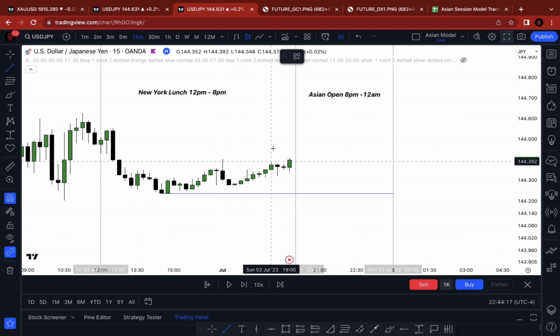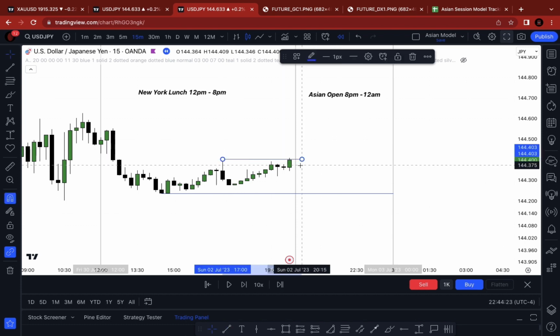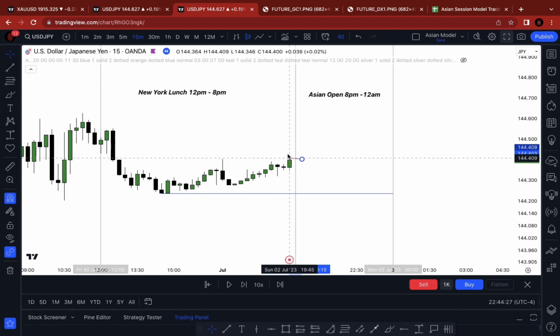I'm looking for a swing high that's not broken, so these wouldn't count. You can see how the swing high is broken just before 8 p.m., so I wouldn't use that. But I will use the highest high I get right before 8 p.m. The next 15-minute candle, if this is the highest one just before 8 p.m., I'm marking it off.